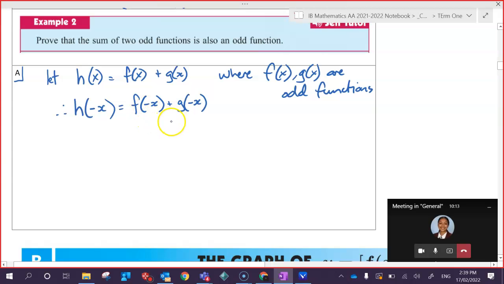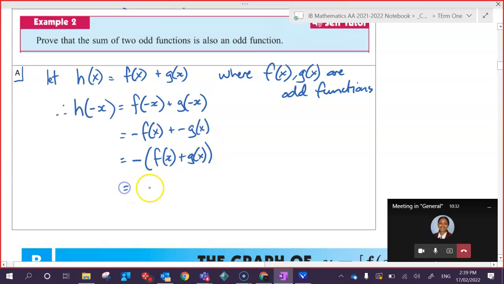Each of those is an odd function, so I can say it's negative f of x plus negative g of x. I could factorize out the negative 1, and I would have f of x plus g of x. Oh, that's just negative h of x. So therefore, it's an odd function.